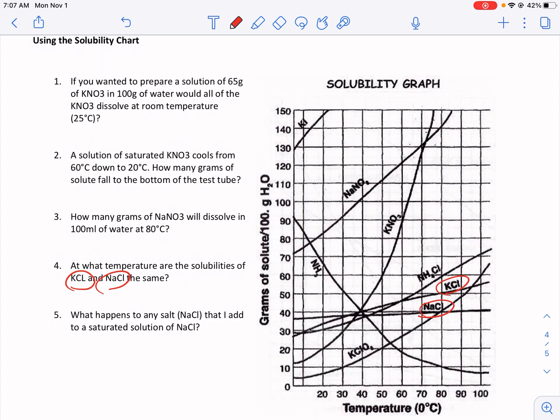And number 5, what happens to any salt that I add to a saturated solution? So again, we showed you that little demo before the lab that I was pouring salt in the water, and eventually what happens to the salt, even though I kept on stirring it.